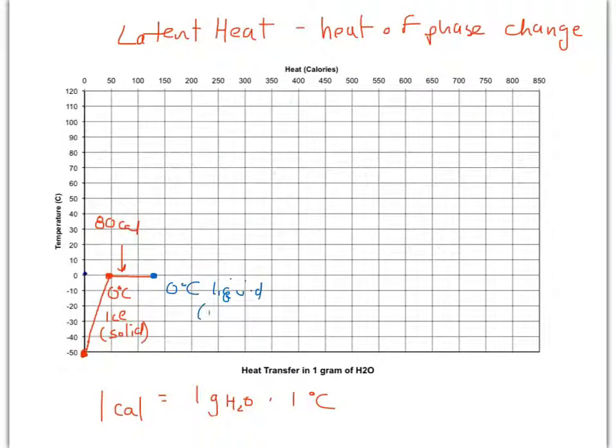0 degree water. Okay, because I had to put in that latent heat right there to get it to change. Now, if I start adding calories of heat, now the temperature of the water will go up. All right, so I add a calorie, it raises the temperature. Add a calorie, it raises the temperature.